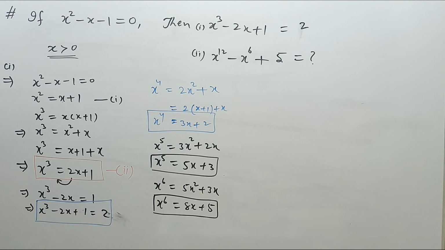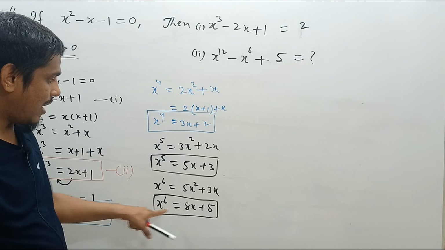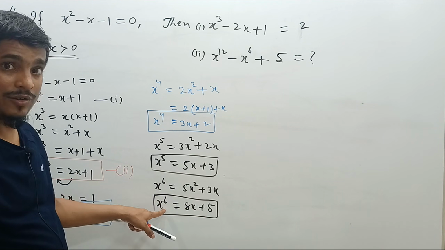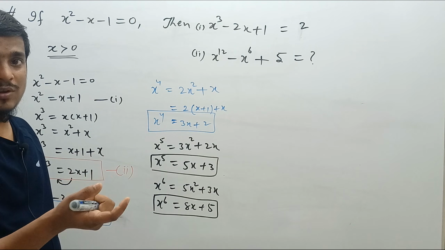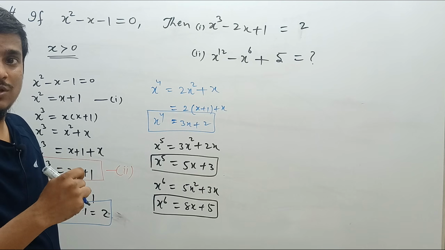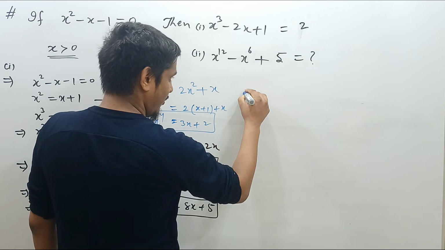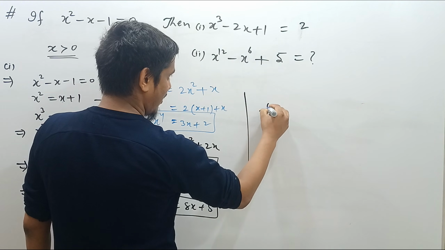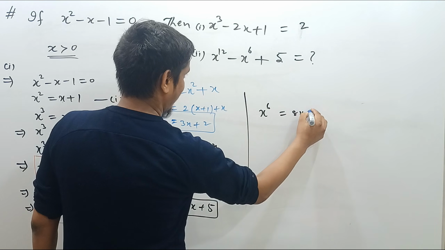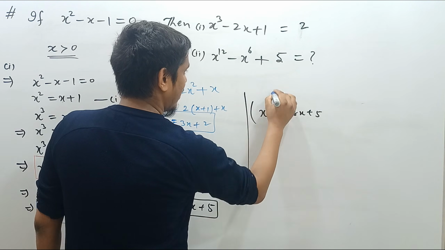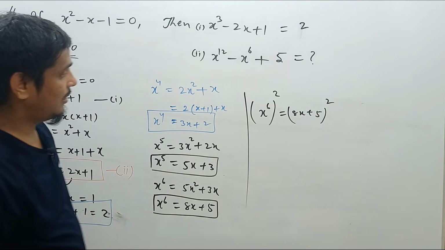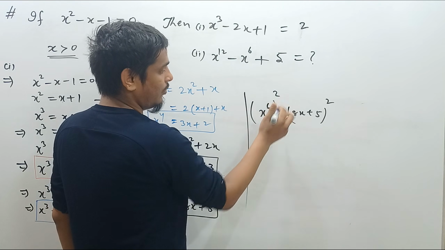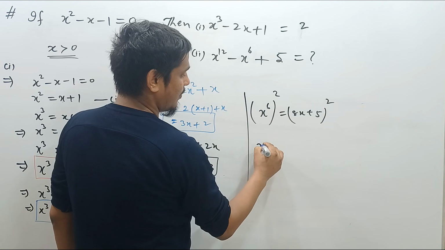So why can't we directly take a square on either side of this, because we have gotten x power 6, right? So x power 6 to the power 2 is what? We can use the power law, right? 6 times 2 is 12. So what we can do in this step, as x to power 6 is equal to 8x plus 5, why can't we go for taking a square on either side? If I'm doing this, what will we get? Left side x to power 6 power 2 means 6 times 2 is x to the power 12.